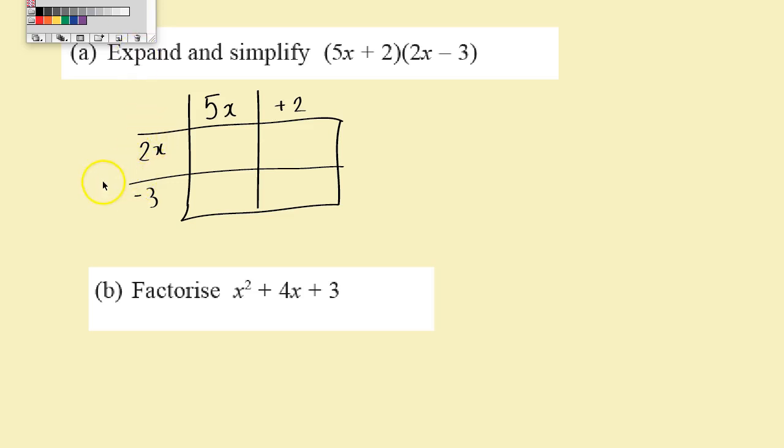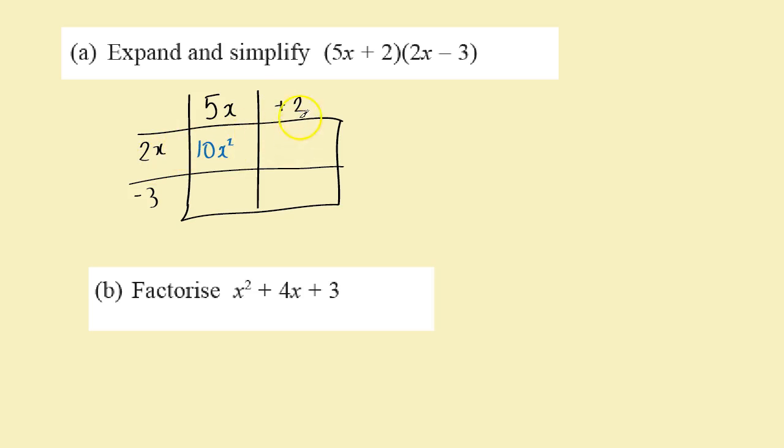Okay. So I need to multiply these two terms. 5x times 2x. Well, 5 times 2 is 10, and x times x is x squared. Pause the video and try to fill in the rest of the grid. Okay, hopefully you managed that.